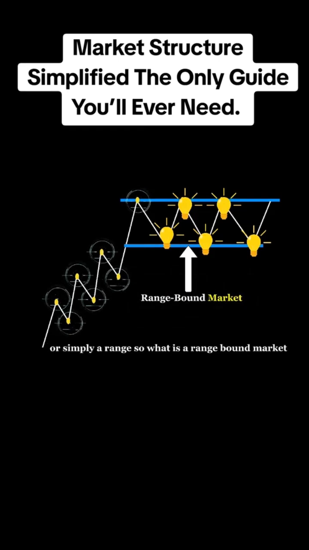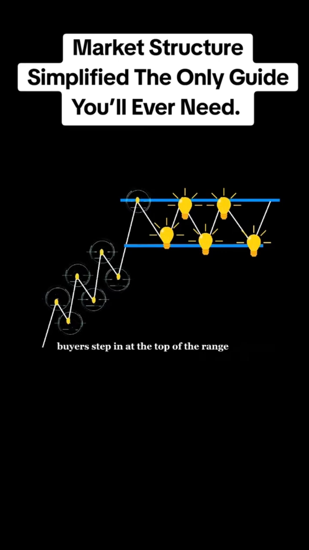So what is a range-bound market? In a range, price moves back and forth between a well-defined support and resistance level. The market doesn't make higher highs or lower lows. Instead, it creates equal highs and equal lows, bouncing between them like a ping-pong ball. At the bottom of the range, buyers step in. At the top of the range, sellers take control. So what's the psychology behind it?